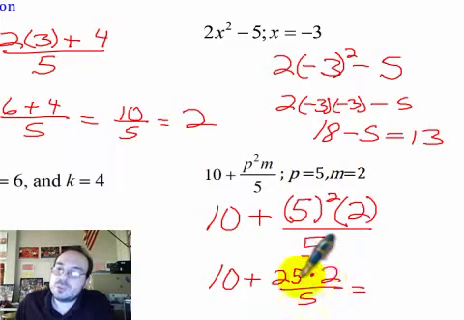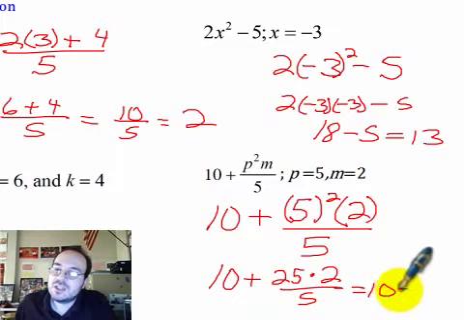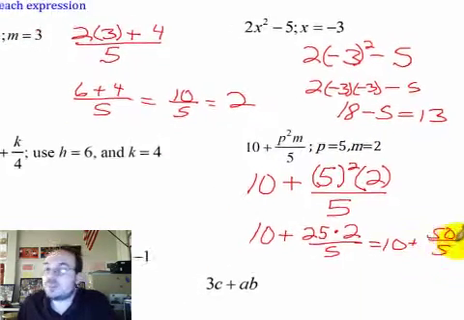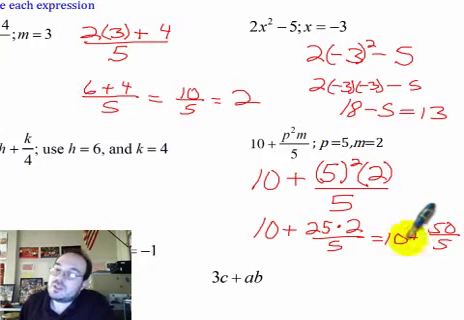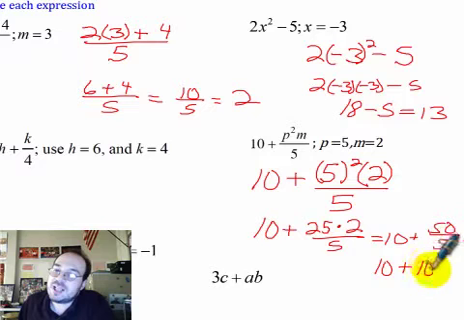Then I will do the multiplication. So I get 25 times 2 is 50 over 5. And I've got addition, and this fraction represents division. So I do the division first. I get, let's see, 50 divided by 5, I get 10. And 10 plus 10 is 20.